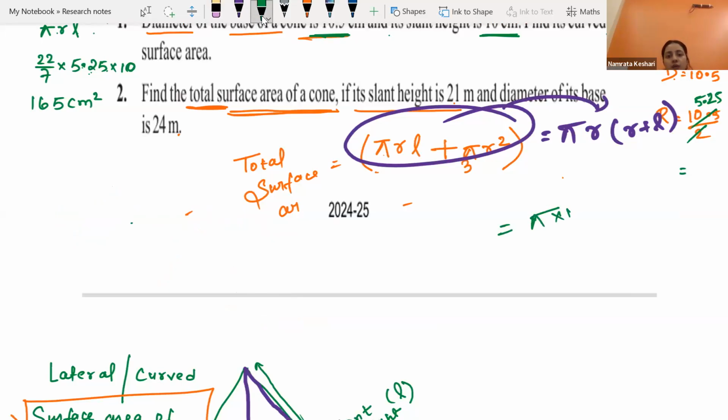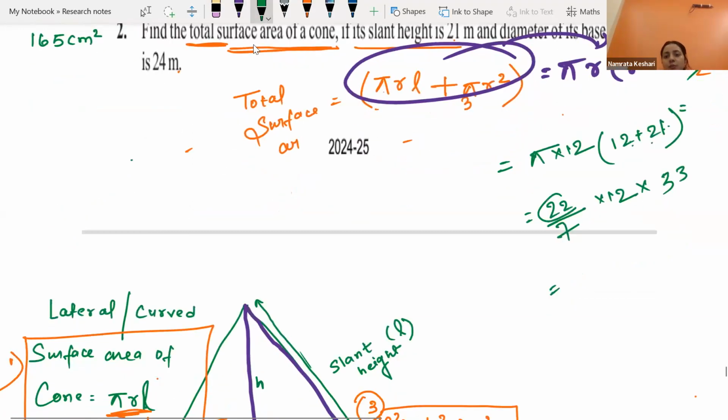So pi r is 12. And r plus l, that means 12 plus 21. This way you will find that here we are getting 22 by 7, here 12, and here 3, and here is it 33? Yes, ma'am. Now you have to do the multiplication of all this and divide it by 7. It is better than the previous one. You just have to multiply straightforwardly and divide by 7. Yes, you will be getting this answer.